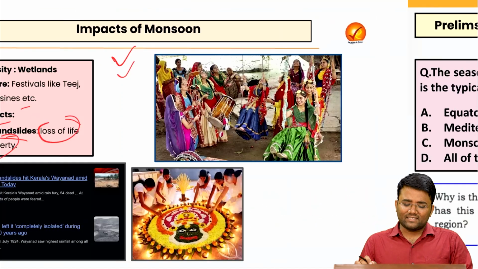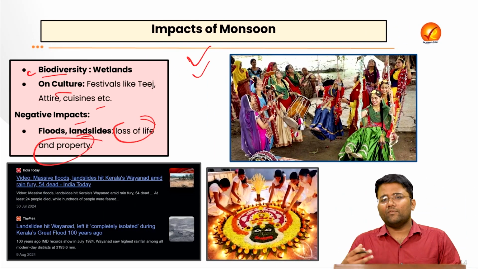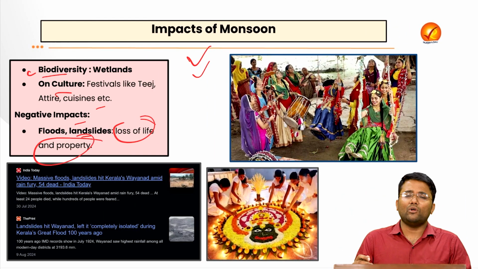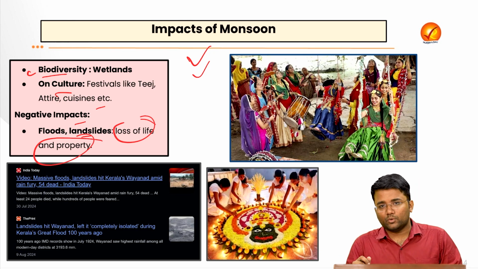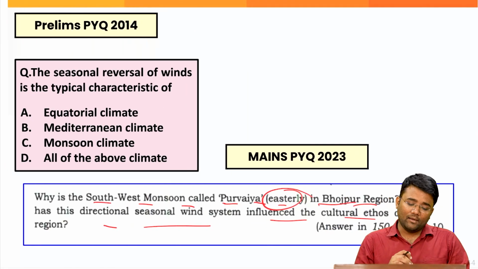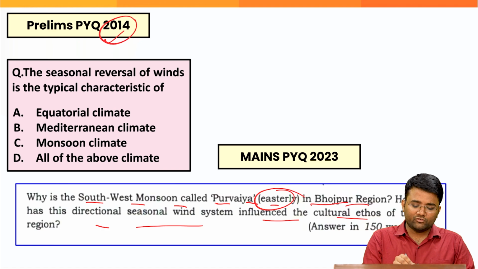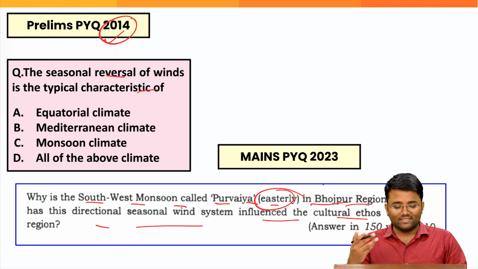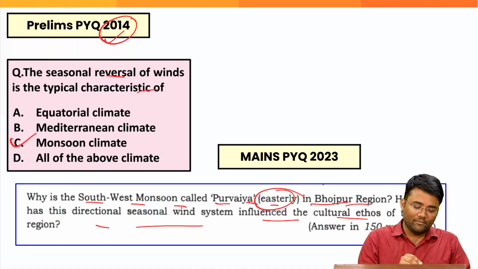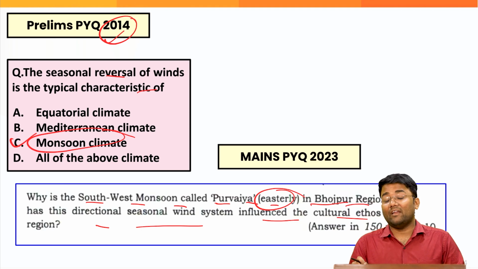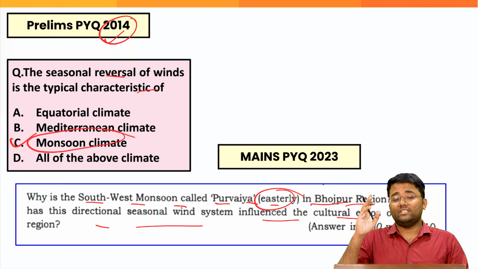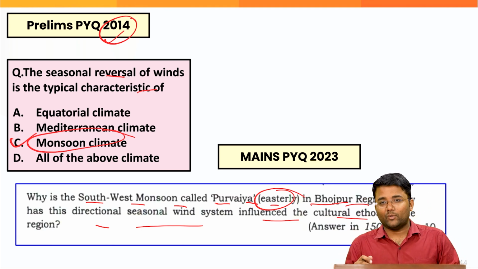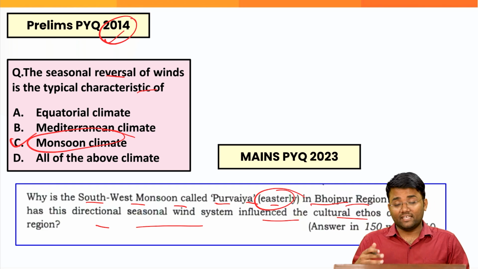So what we can conclude from this discussion is that as of now, we are improving our understanding related to the monsoon. To some extent we have understood it, but again, our understanding is not complete. There was a prelims question in 2014: the seasonal reversal of winds is the typical characteristic of monsoon climate. Just see how basic questions were asked in those years, and now what kind of difficult questions UPSC has started asking.